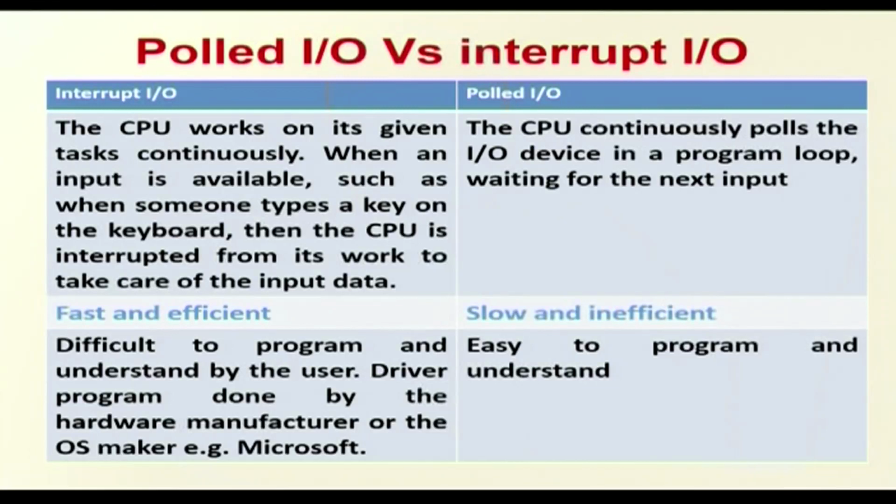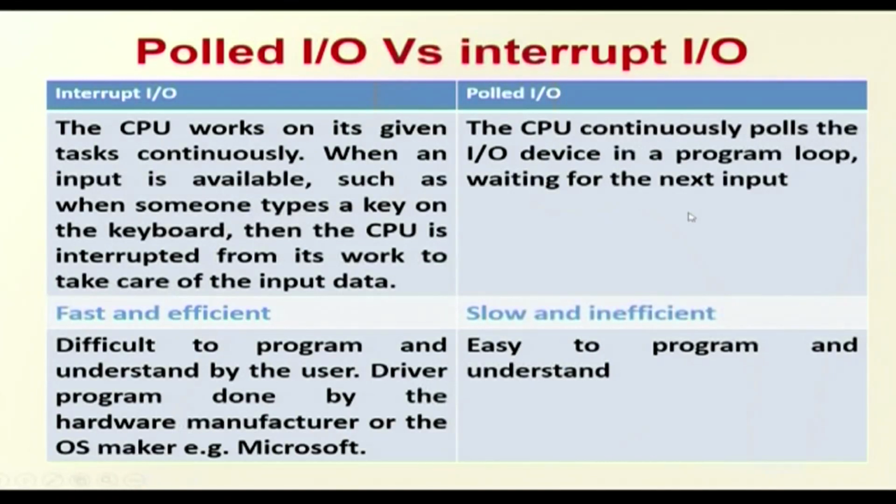Polling is in contrast to interrupt I/O, because the interrupt is on a demand basis, while polled I/O continuously monitors the status of the I/O devices. So, they are comparing both polled I/O and interrupt I/O. In interrupt I/O, the CPU works on its given task continuously. When an interrupt is available, such as some keys being pressed on the keyboard, then the CPU is interrupted from its work and takes care of the input data. Now, it will read the data from the keyboard. In polled I/O, the CPU continuously polls or checks the I/O devices in the program loop, waiting for the next input.